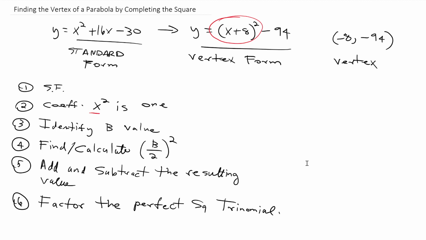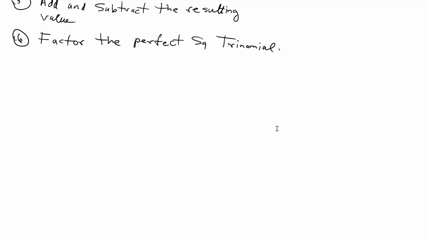We're going to work through a few examples, and you can see the differences in the different flavors. Let's look at the first one again: y equal x squared plus 16x minus 30. This is in standard form. How do we know? Because standard form looks like this: y equal ax squared plus bx plus c. If your equation is in this form, then it is in standard form.